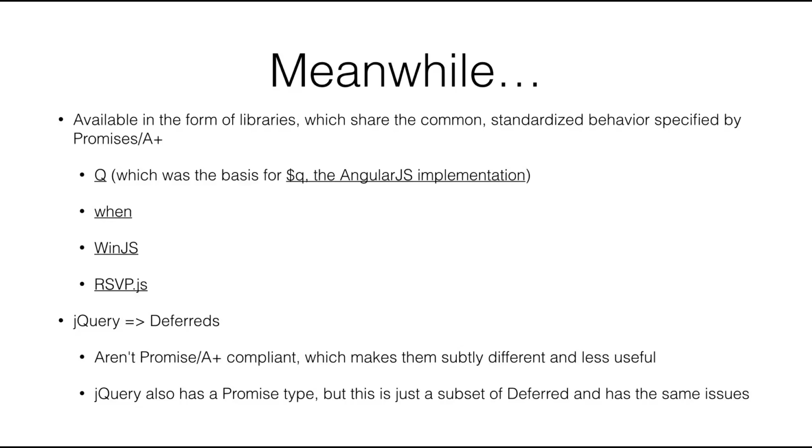jQuery has something similar called deferreds. They're not exactly compliant, so you have to be careful when you use them. Also, I think jQuery is probably on a kind of collision course with ES6 of some sort. Is that what you were saying, or can you talk about it?